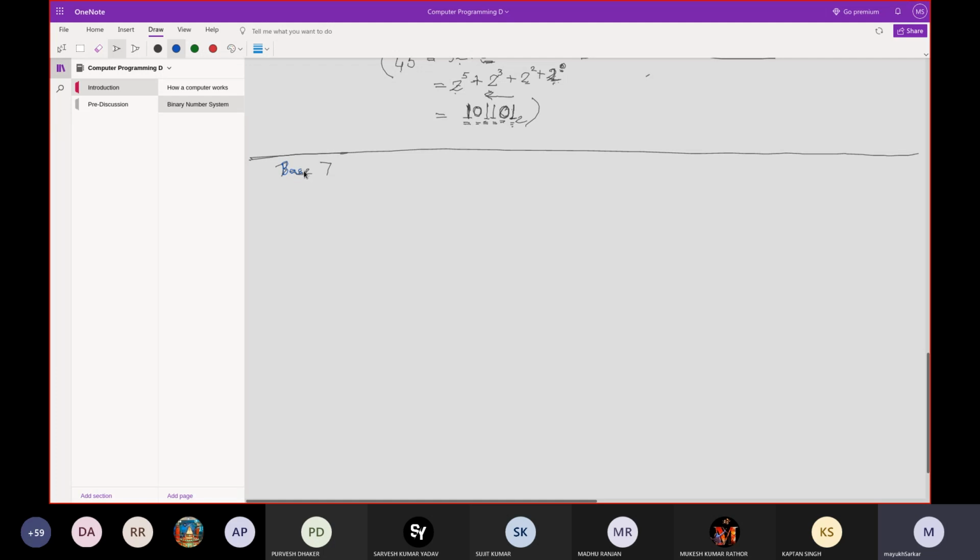Say base 7. Now in base 7, what are the digits available? 0, 1, 2, all the way up to 6. Just like in base 10, we have numbers from 0, 1, 2, all the way up to 9. Or base 2, we had 0 and 1.